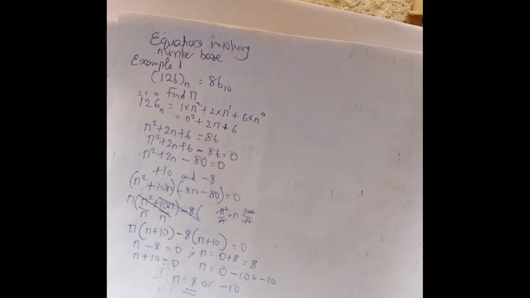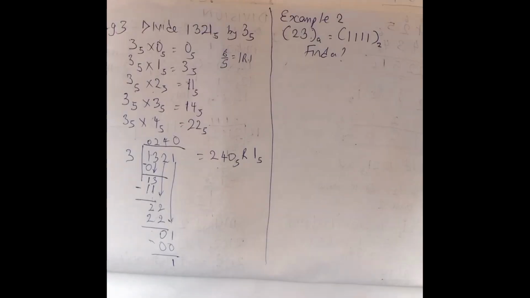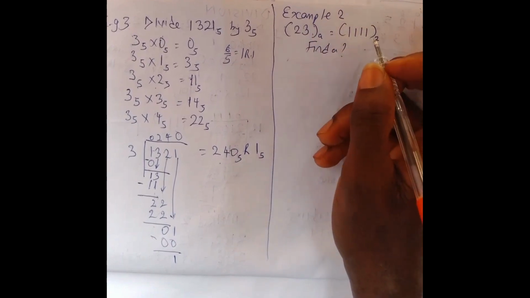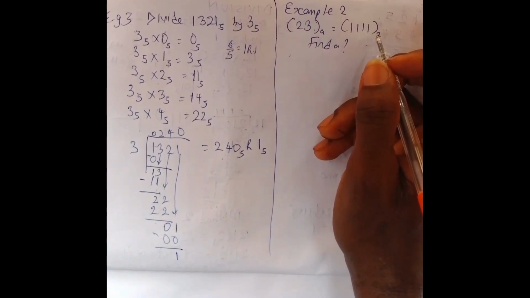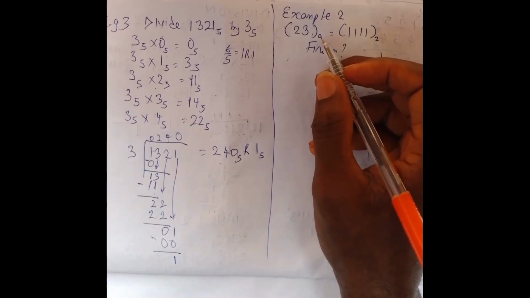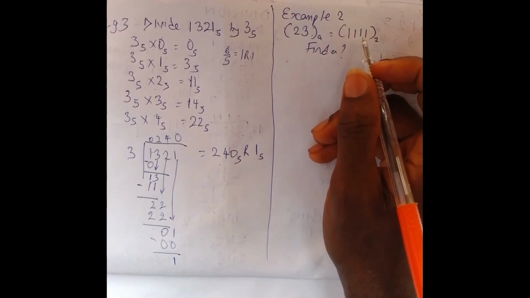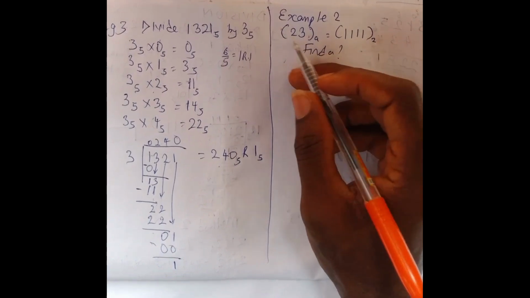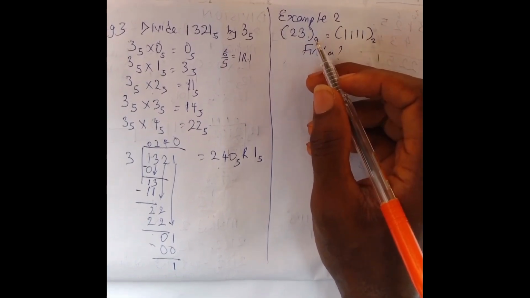Look at this example. We have this and this. This one is in base 2. The other example we solved was in base 10. This one is in base 2, and this is A, and we're supposed to find A. First of all, we have to convert this 1111 in base 2 to base 10. And we also have to convert this unknown A to base 10 before we can keep on solving.